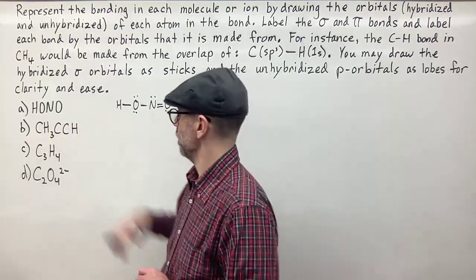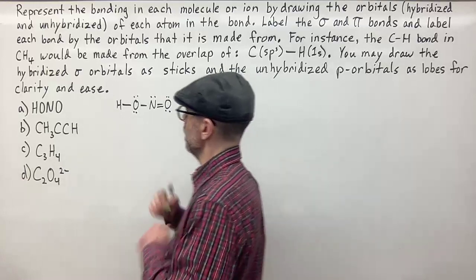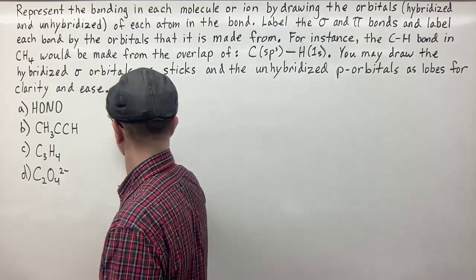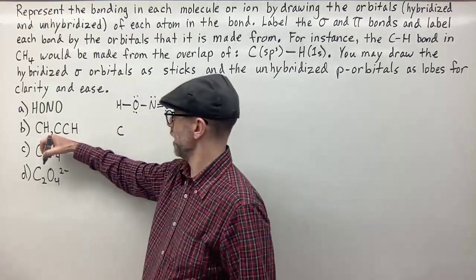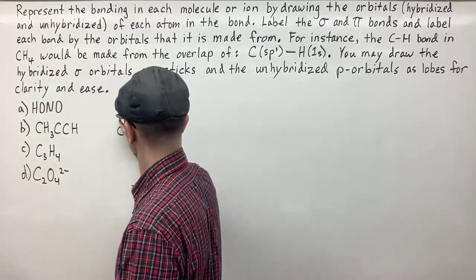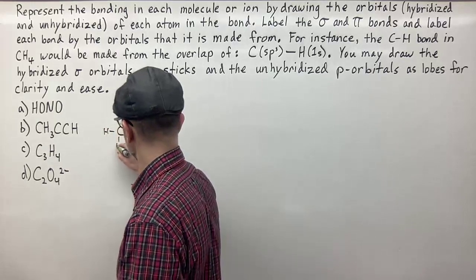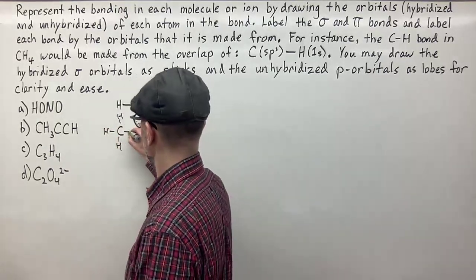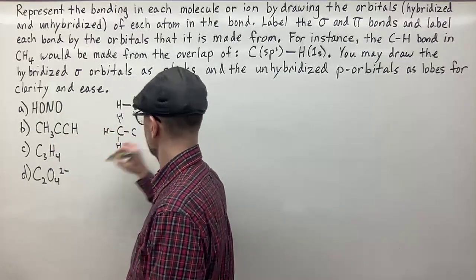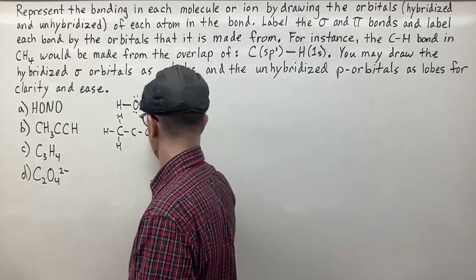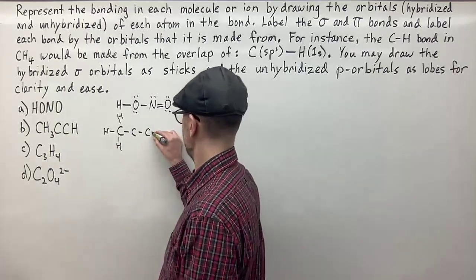Next would be this molecule here. So I'm going to have carbon. I have the 3 hydrogens bonded to the carbon: 1, 2, 3. So hydrogen, hydrogen, hydrogen. And then it's bonded to that carbon. And then that carbon is bonded to that carbon. And then we have this hydrogen here.